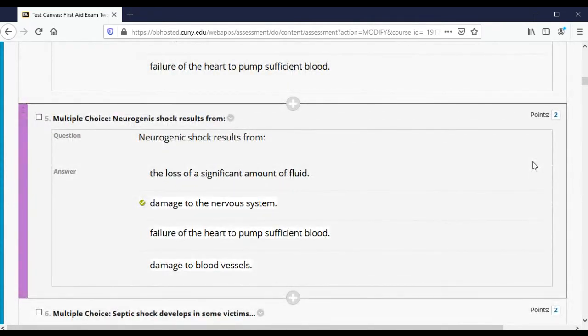Neurogenic shock results from, and the answer is damage to the nervous system. Specifically the spinal cord. Remember we talked about how your blood vessels are always in a little bit of state of contraction. That allows for an adequate amount of peripheral vascular resistance, which is a component of blood pressure. If for some reason the spinal cord is damaged and that signal to the blood vessel is interrupted or blocked off, the blood vessels will spring open to their natural dilated position. Resistance will drop and blood pressure will drop, thereby dropping perfusion. So that is neurogenic.